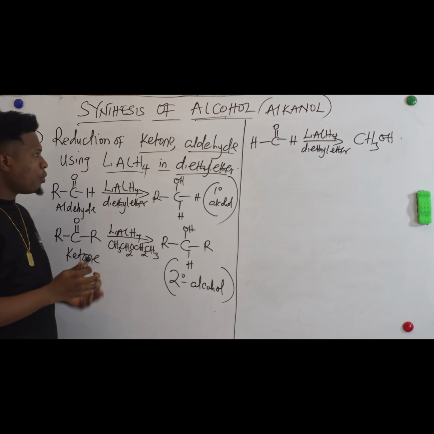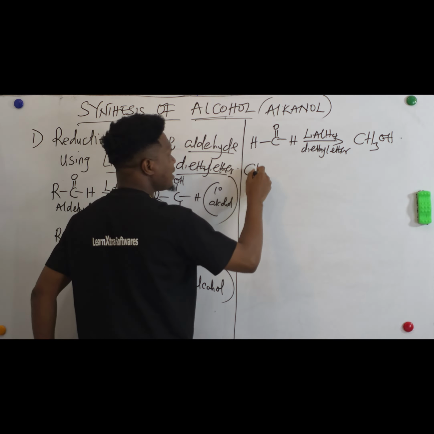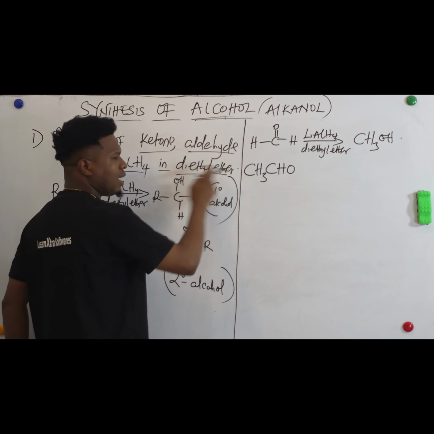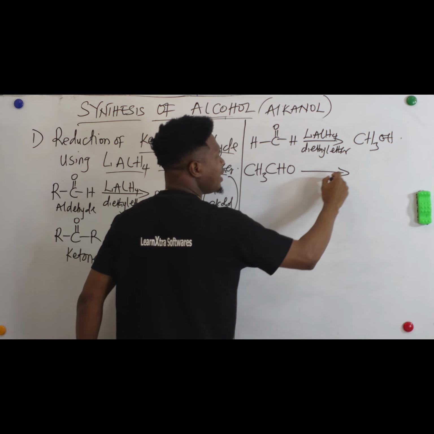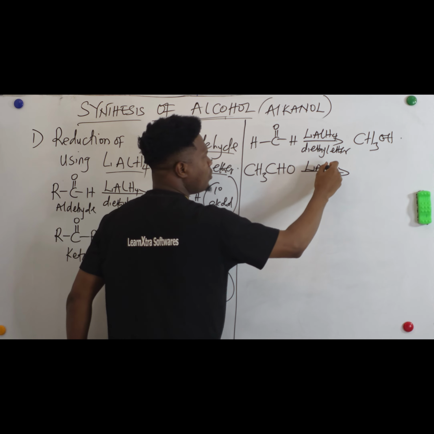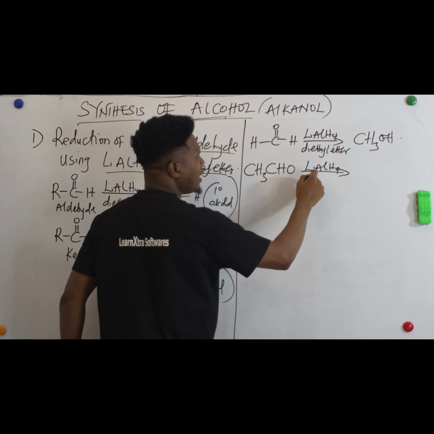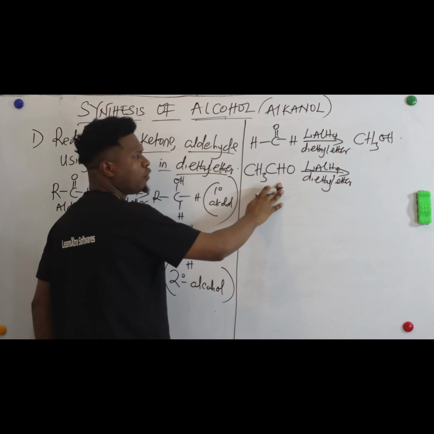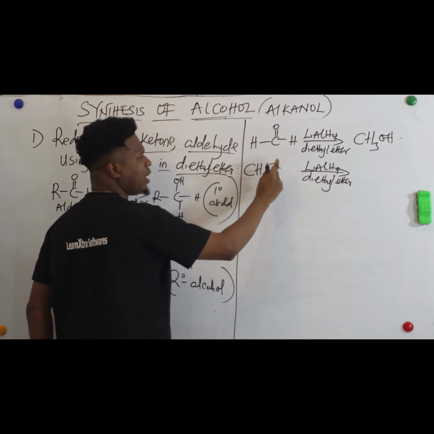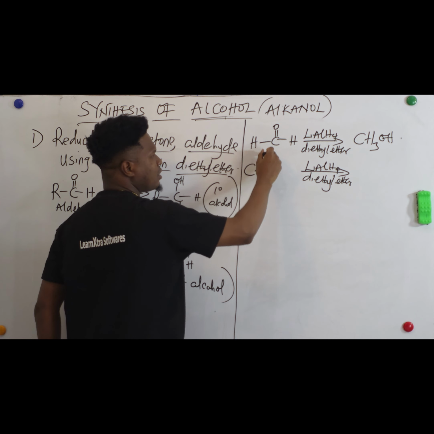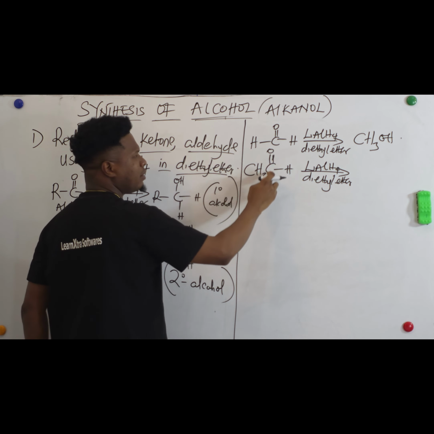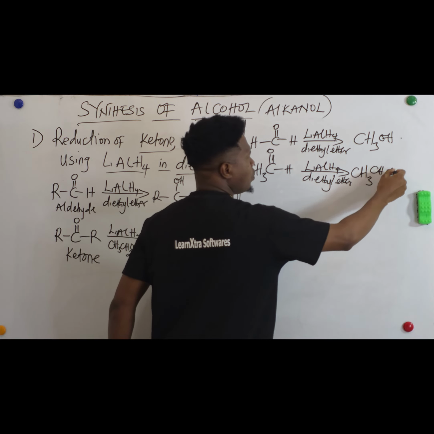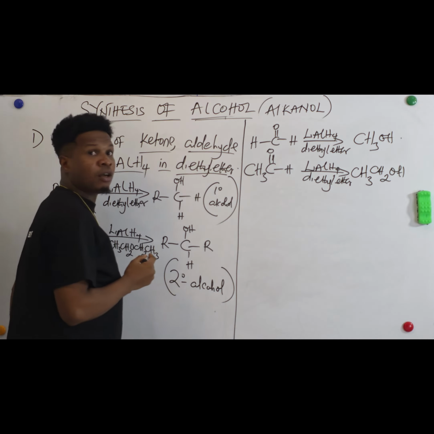So let's use an example. Let's say we have acetaldehyde, which is an aldehyde, undergoing this reaction with lithium aluminum hydride in diethyl ether. Remember that what you are seeing here is actually like this. So when you add hydrogen here, you have CH3CH2OH. So this will give us ethanol.